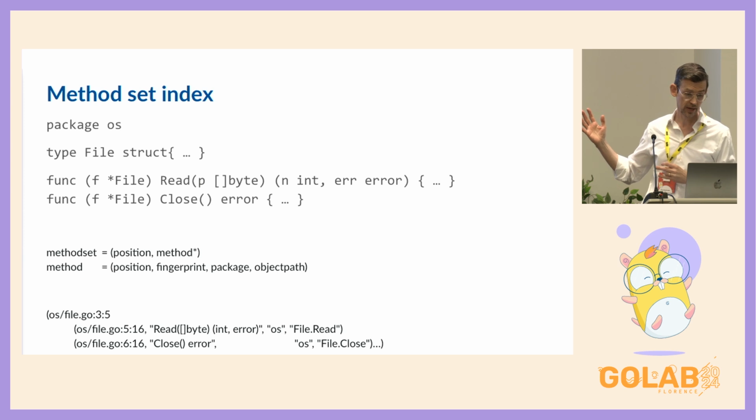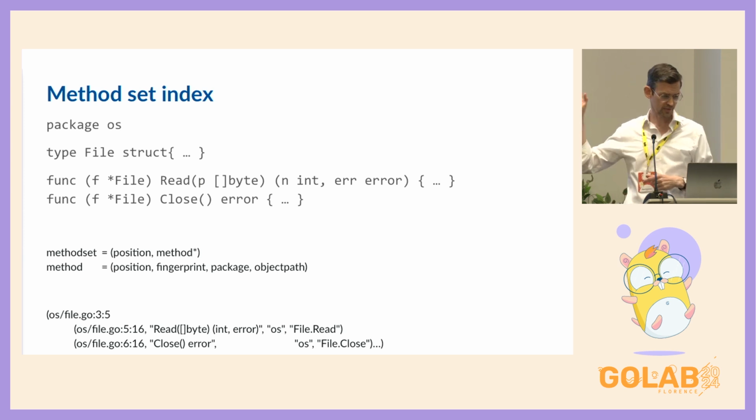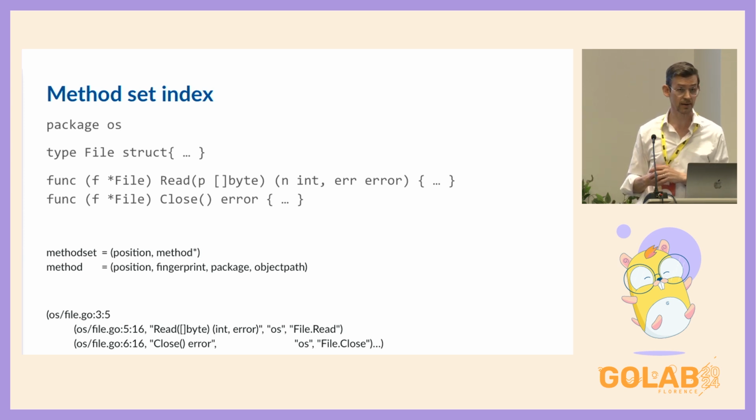There's a second index here. There's several of these indexes. I'm not going to go into all of them, but I'll give you a second one just to show you the pattern. This one is the index of method cross-references.